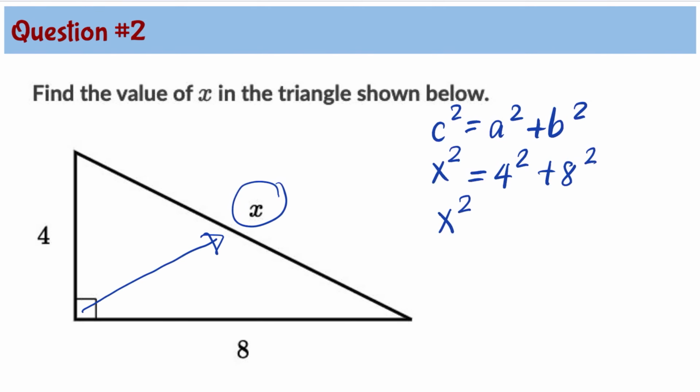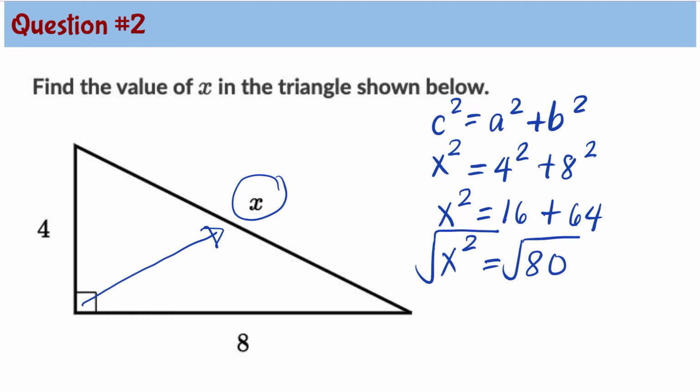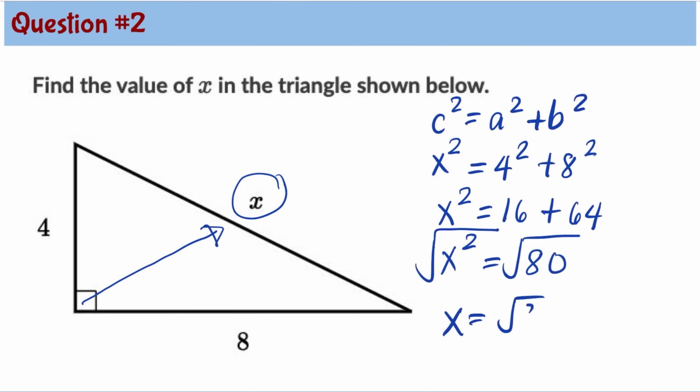Simplifying this, we have x squared is equal to 4 squared is 16, 8 squared, 64, right? So now we have x squared is equal to 16 plus 64 is 80. And now we need to get the square root of both sides. So our x value is square root of 80, and that is not a perfect square. But if it is square root of 81, it will be 9, right? So we're expecting that the answer is going to be less than 9. So using your calculator, just plug in square root of 80, and you will get 8.94 rounded off to 2 decimal places.